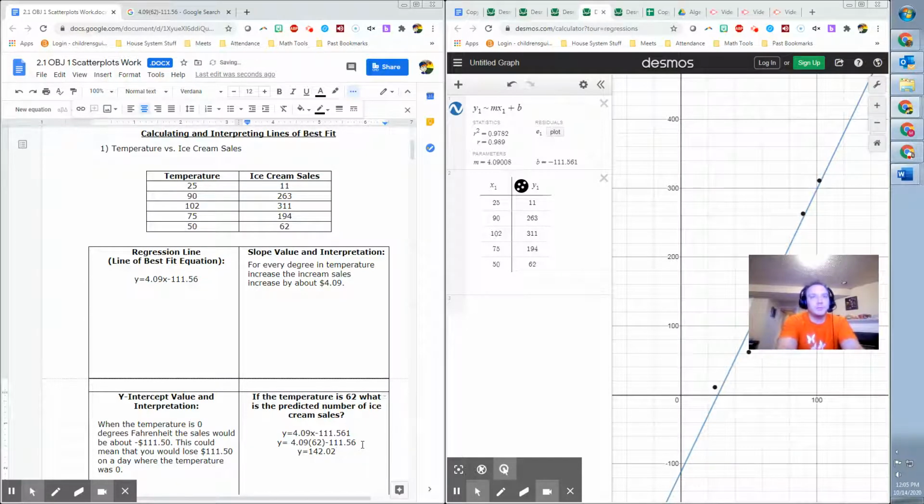And I want to interpret this. So the temperature, based on the chart, they're all even dollar amounts, so I'm going to round this to a dollar amount. You would sell about $142 worth of ice cream.